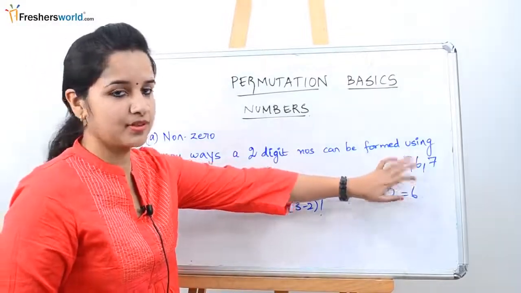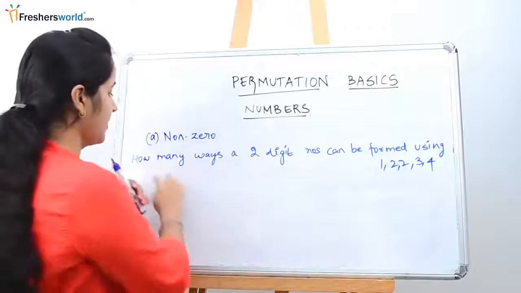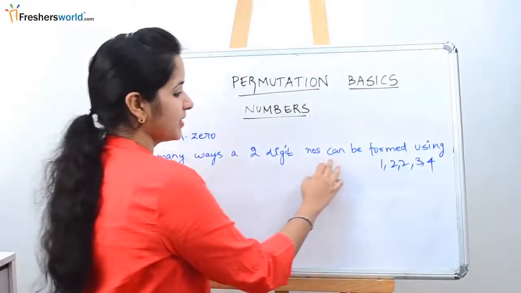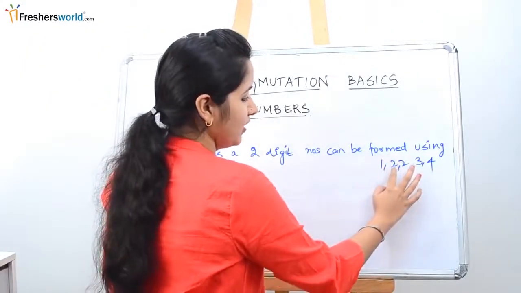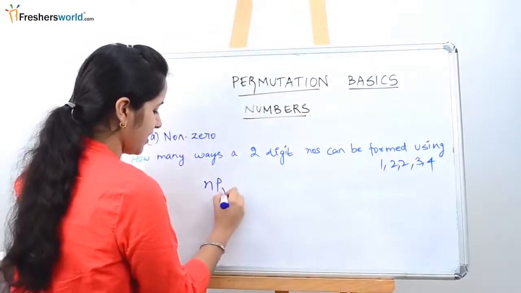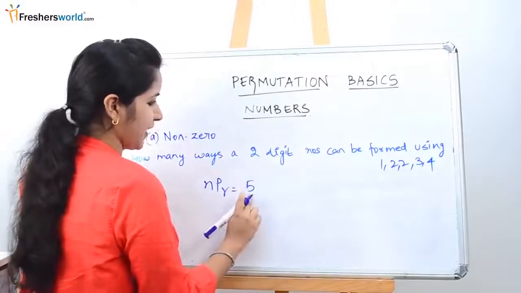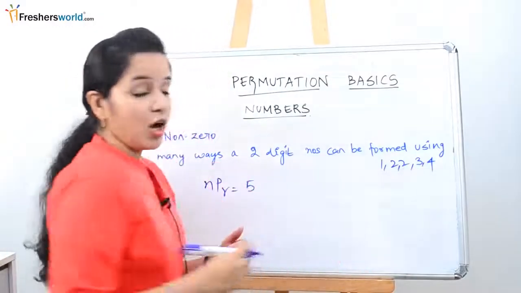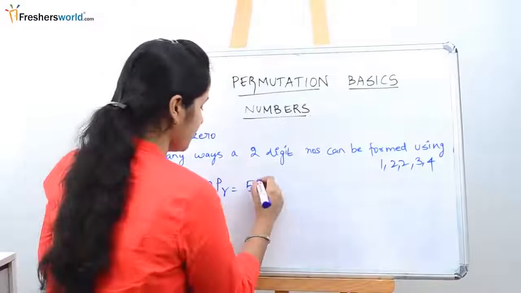The next type of sum that we are going to see is where we have repeated numbers. Let's consider this example. How many ways can a 2-digit number be formed using 1, 2, 2, 3, 4? The formula is nPr, and we will write n as 5 here because 5 numbers are given. How many digits do we have to form? It is 2.